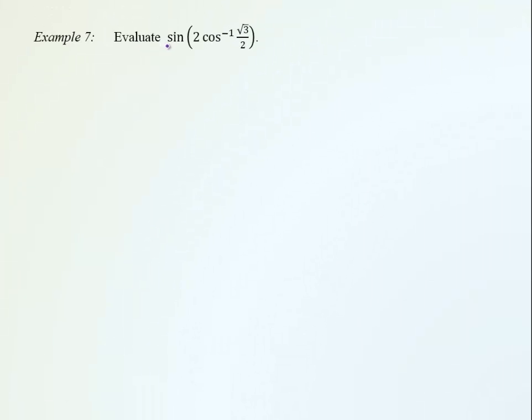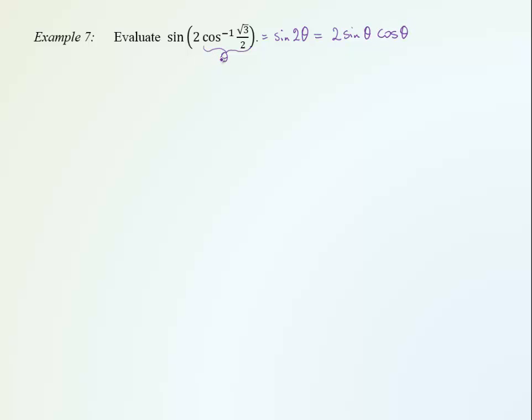Well, in the next exercise, we need to evaluate sine of 2 times arc cosine of something. Well, remember that arc function represents an angle. Let's call this angle theta. So we really have a situation sine of 2 theta. Now let's apply the double angle formula. That's the same as 2 sine theta cosine theta.